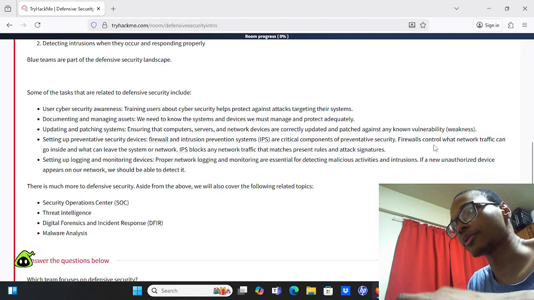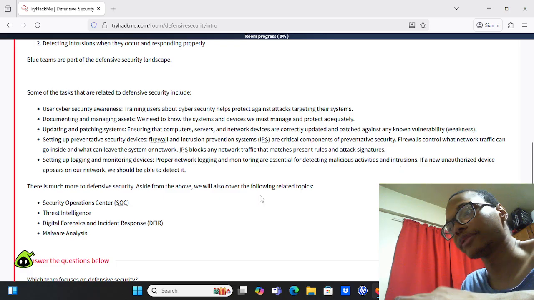Setting up logging and monitoring devices. Proper network logging and monitoring are essential for detecting malicious activities and intrusions. If a new unauthorized device appears on the network, we should be able to detect it. There is much more defensive security aside from the above. We will also cover the following related topics: Security Operations Center, SOC, Threat Intelligence, Digital Forensics and Incident Response, DFIR, Malware Analyst.